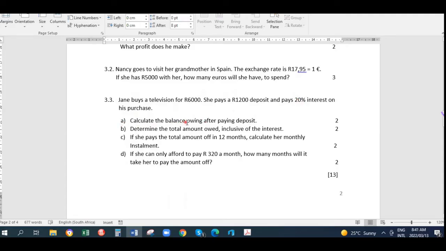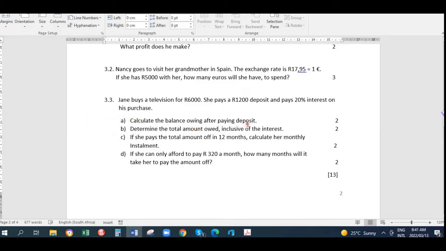Now, A says calculate the balance owing after deposit. B says determine the total amount owed inclusive of interest. So in the A part, there's nothing about interest. The interest is in the B part. C wants to pay off in 12 months. How much is she going to pay monthly? And D, she can only afford to pay 320 a month. How many months will it take her to pay the amount? So overall, the interest is only required for now in question B, 3.3b. The deposit they're talking about is in 3.3a.